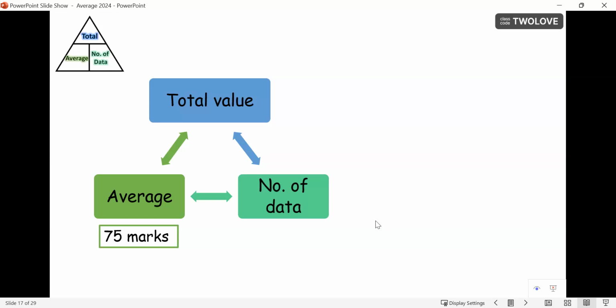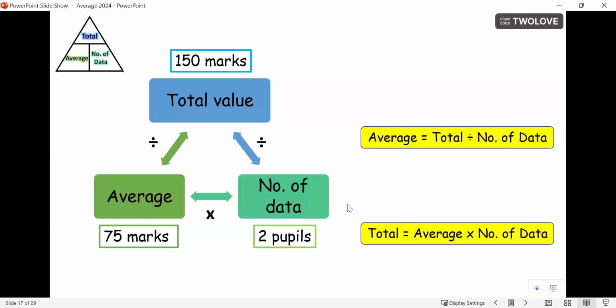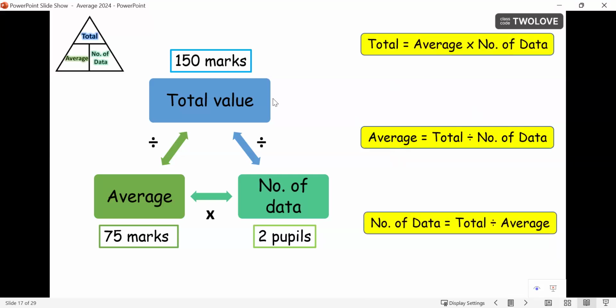So for example, if the total number of marks is not given, but you have the two quantities here, average and the number of data, you should be able to find that the total value is 150. To find the average, you can use the total value 150, divided by the number of data to get the average. And in the same way, you can find the number of data by using the total value divided by average.